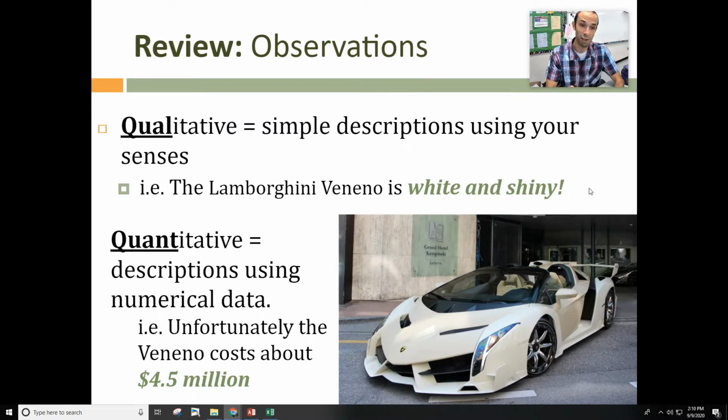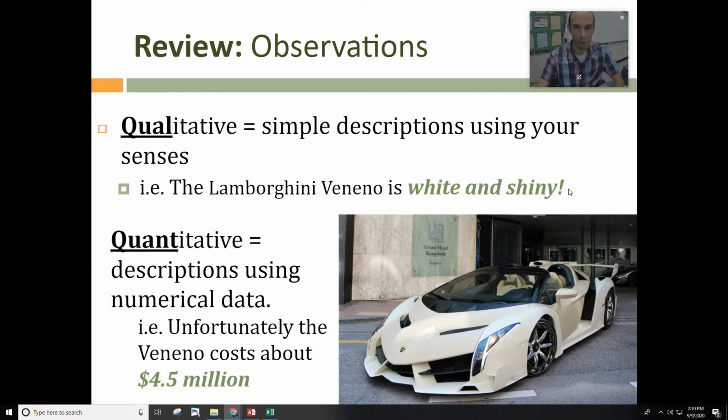Quantitative, you could say that it costs about $4.5 million, and therefore I'm probably never going to have one. So that's the difference between the two of them. Do I need you to know qualitative versus quantitative? No. I just want you to realize that quantitative is referring to numbers, like quantity. Qualitative is referring to the description of its quality using your senses. Okay, so just note the difference there.